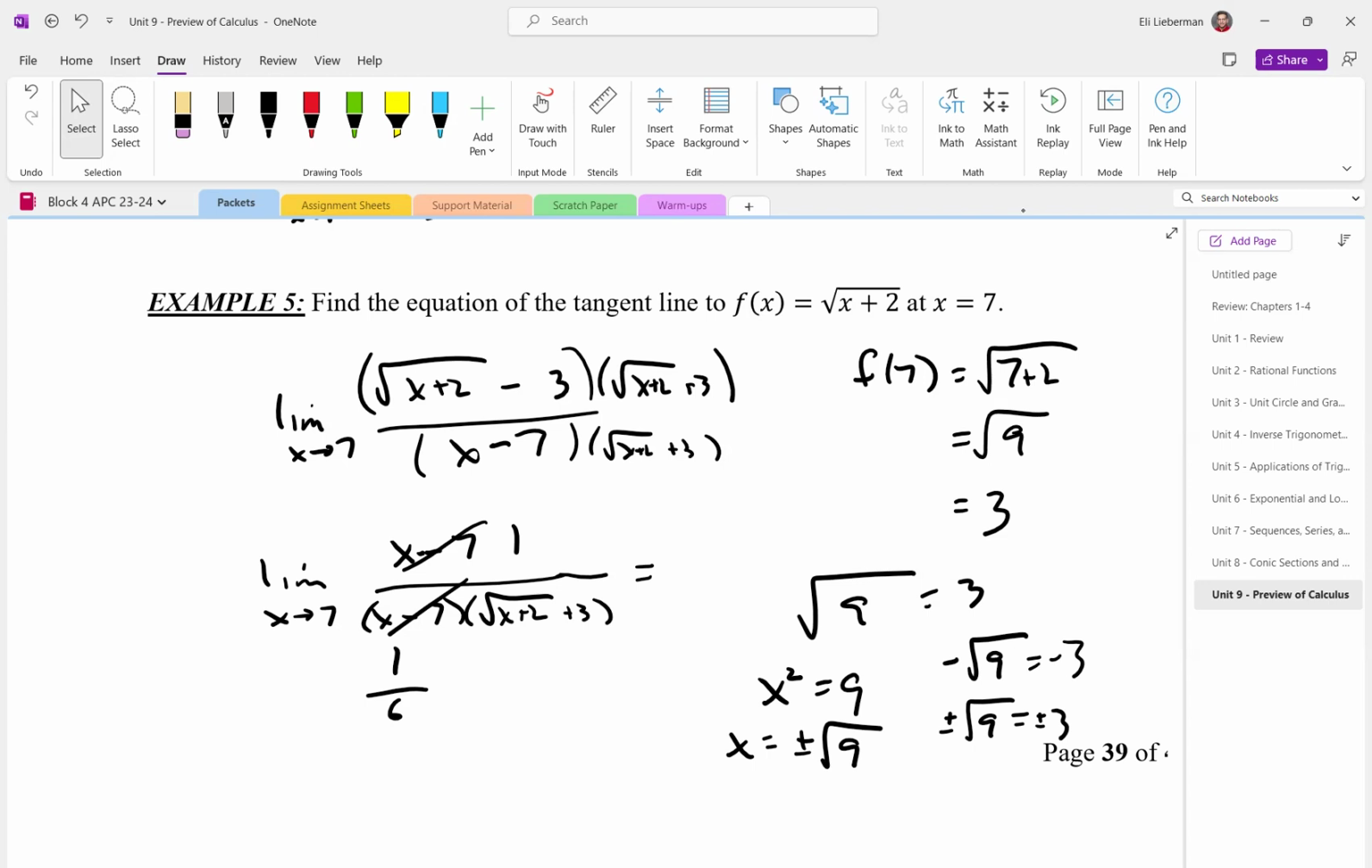The equation of the tangent line, we have a slope, and you have a point, so you can use point-slope form: y minus 3 equals 1/6 times x minus 7. Does he speak the truth? Accidentally, I left out the minus: x minus 7.